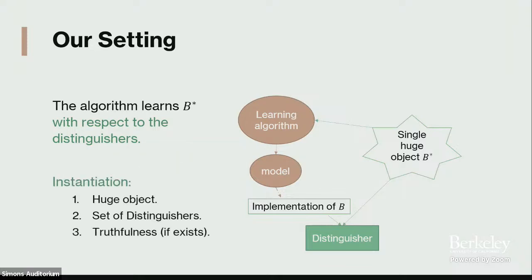We have a huge object. Now it can be a specific graph or a specific function or other object, but we only handle graphs and functions. And then it is also defined by a set of distinguishers, because the learning algorithm now has to know ahead of time the set of distinguishers you need to be indistinguishable with respect to, because else it would not know which properties of this B star it needs to learn. And if we have truthfulness conditions, then we also need to know them ahead of time. So all of these define the instance, and this is the setting we learn.